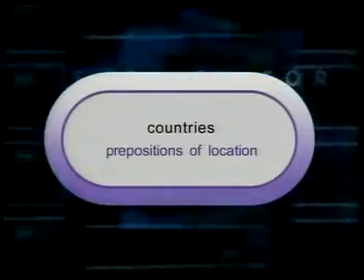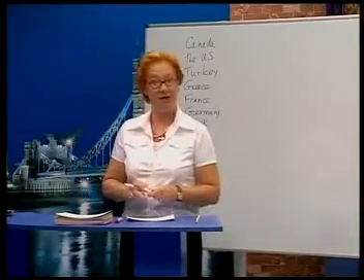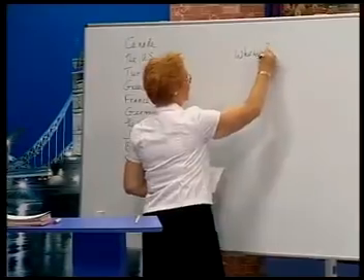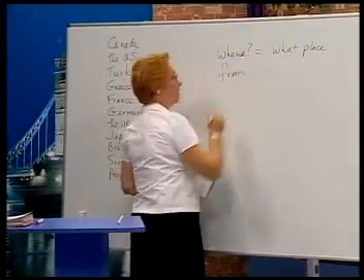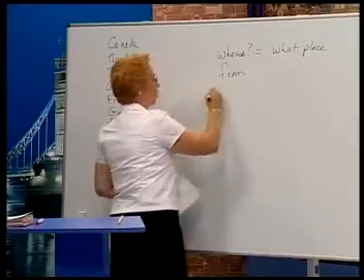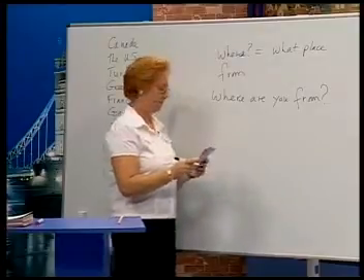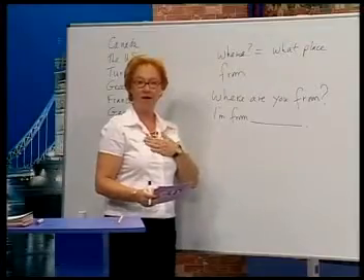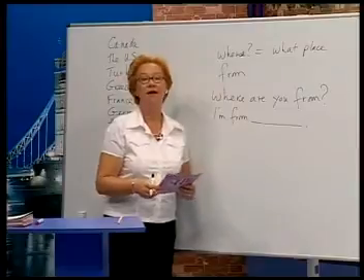Countries. Prepositions of location. Okay, now we're going to learn questions and answers about place. This is what we say. Where? This means what place. And we'll also see the word from. Now, look at the question. Where are you from? I'm from Canada. Where are you from? I'm from Canada. Okay, now let's practice a little bit.